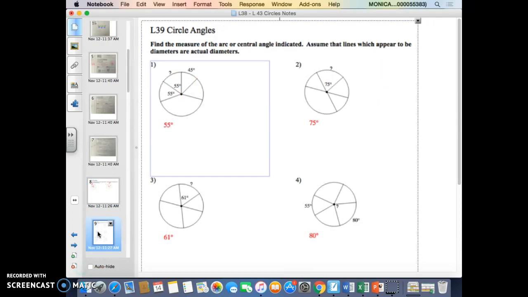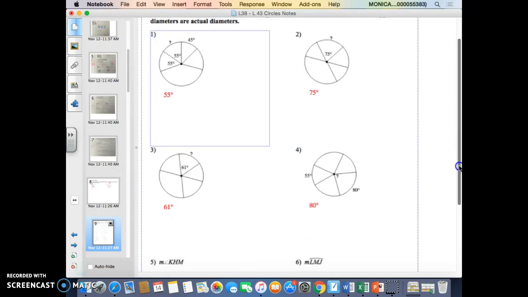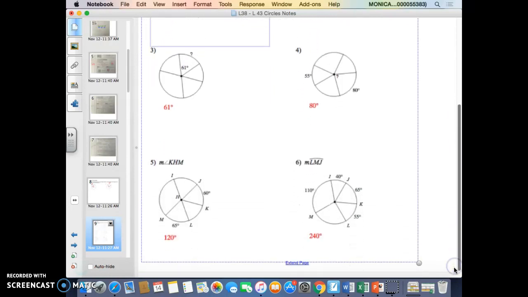Some of them you might have to do some subtraction, okay? So if we're looking at, for example, number 6, you want to find the angle from L to M to J. So you're going to start at L, you've got to pass through M next, and then come around to J. Okay, so let's take a look at this.